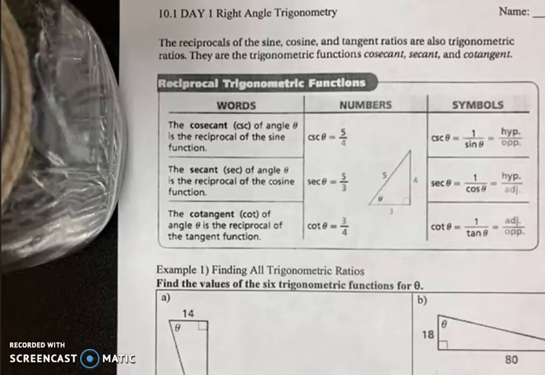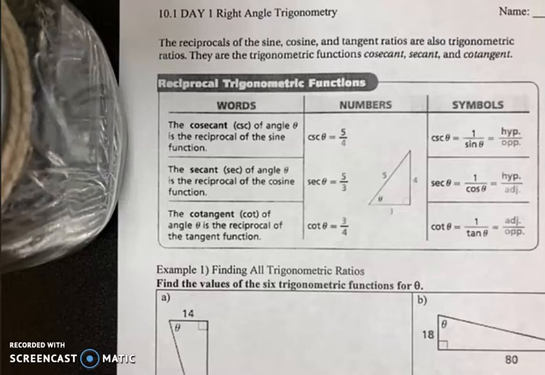The intro to Chapter 10 reviewed two things. First was trigonometric functions, sine, cosine, and tangent. And second was your special right triangles. And that really is a good transition into what we're doing today, which is right triangle trigonometry.